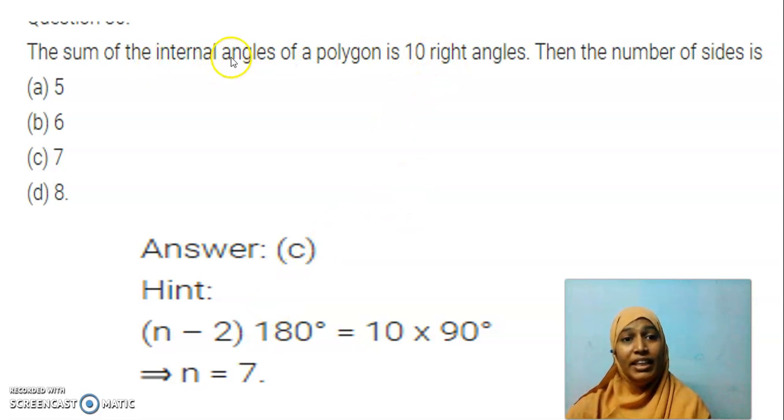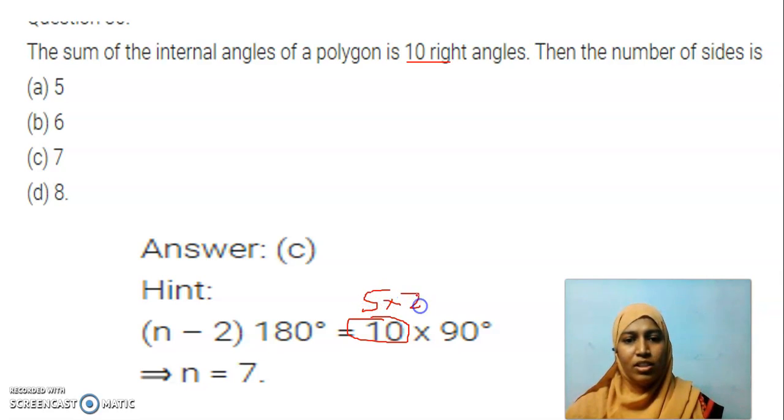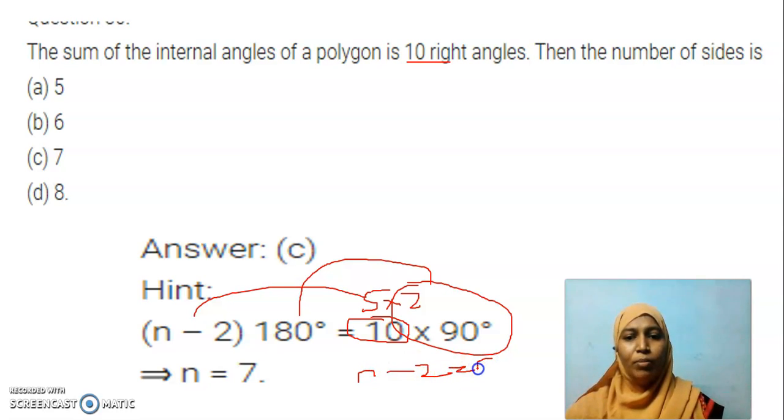So what is the formula for the sum of the interior angles? Yes, it is n minus 2 into 180 degrees. And it is equal to 10 into 90. This is from the question. If I write this 10 into 90 in the form of this, I can find n. You can just simplify using the linear equation method and find the value of n. In the simplest way now, I can make this as 5 into 2. So this 2 will join with this 90 and you will get 180 degrees. So in the place of n minus 2, I have 5. n minus 2 is 5. So what will make n? Yes, only if n is equal to 7, we can have 7 minus 2 as 5. So 7 is the right answer.